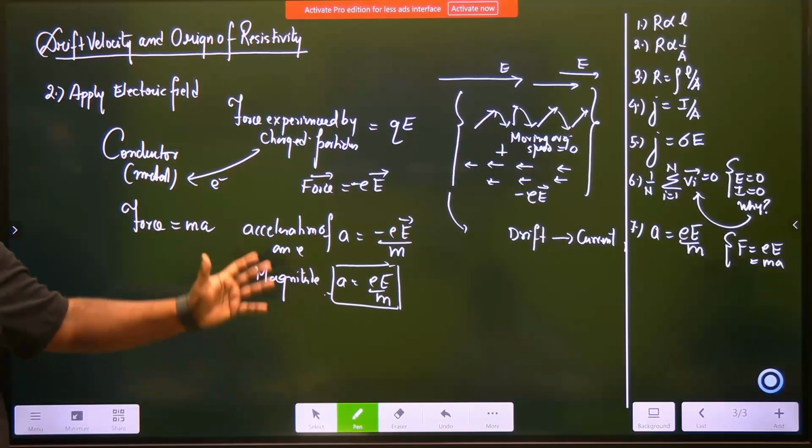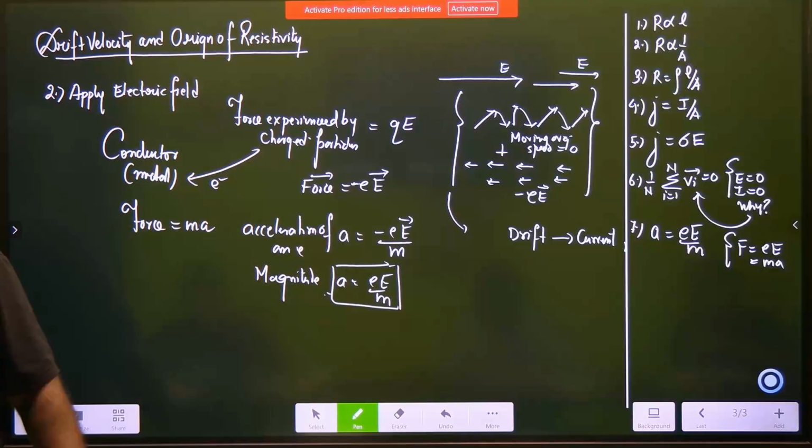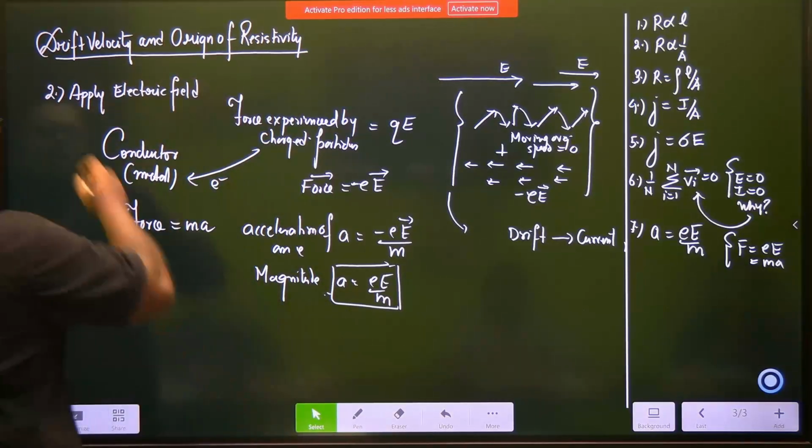Why I broke it down into points, then it becomes easy to absorb. Can I slowly wipe this off? Slowly.